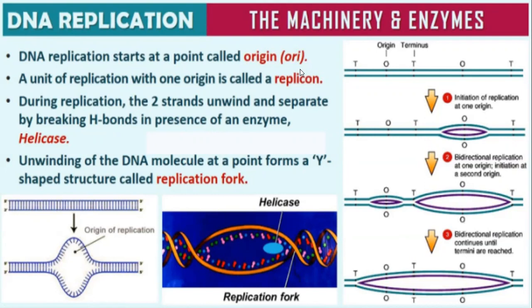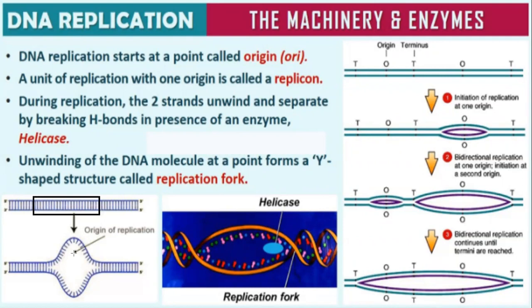Okay. So during replication, the two strands unwind and separate by breaking hydrogen bonds in the presence of an enzyme called helicase. So this helicase breaks the hydrogen bond. Look here. This is how the DNA strand is, right?